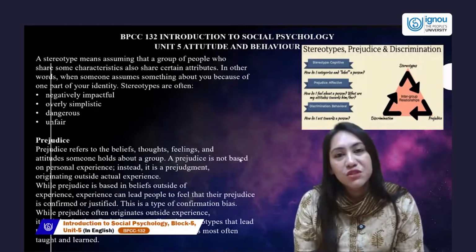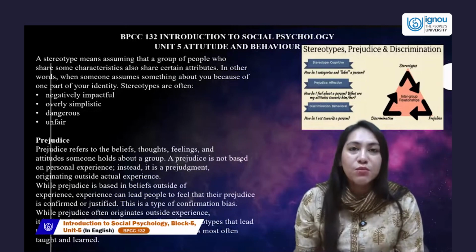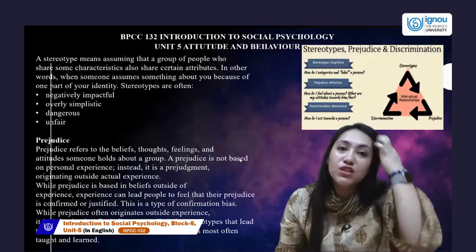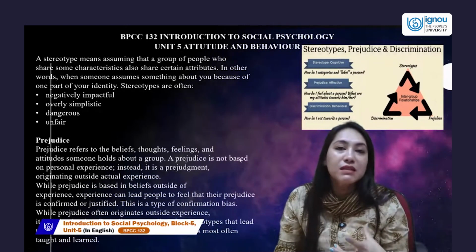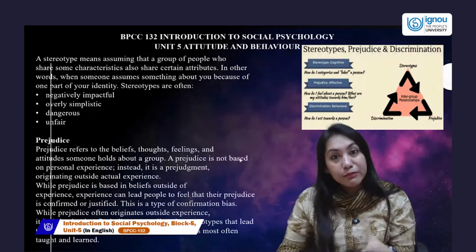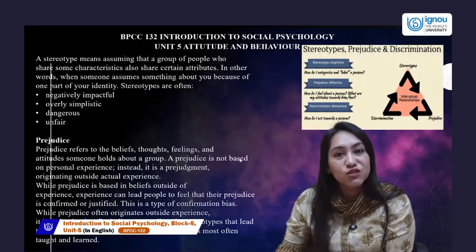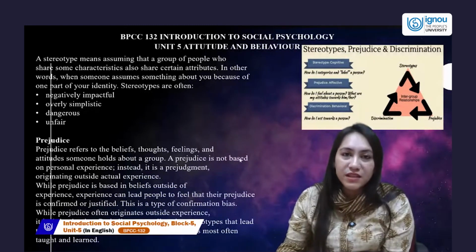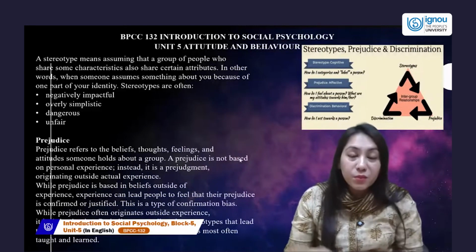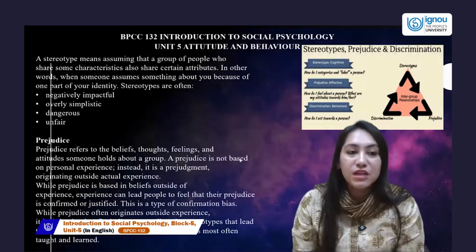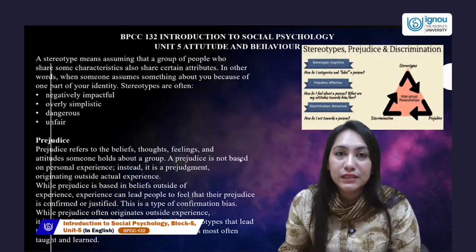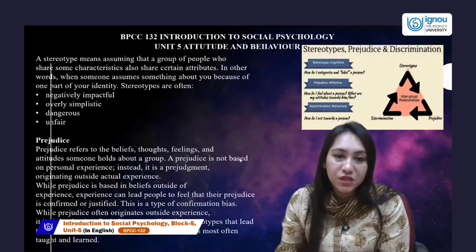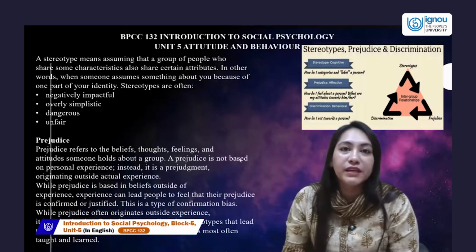Now, after stereotype, we come to prejudice. Prejudices are stronger than stereotypes because they are a belief system. Stereotypes are merely assumptions, just a collection of ideas regarding a certain group that we assume the entire group shares. Prejudice, on the other hand, is a belief. Belief comes with a lot of thinking, a lot of feeling, and a lot of ideas that you hold about somebody in a group or an entire group.